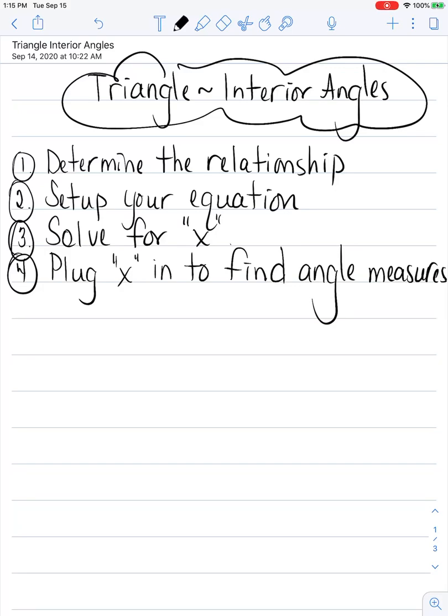Hey guys, today we're going to continue our work with angle relationships. The relationship we're looking at today is the interior or inside angles of a triangle. They add up to equal 180 degrees.